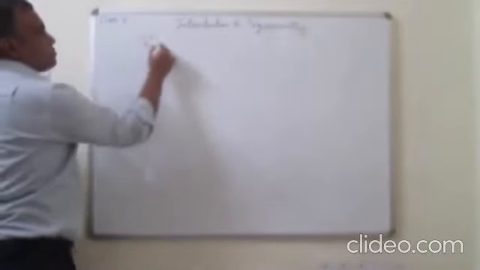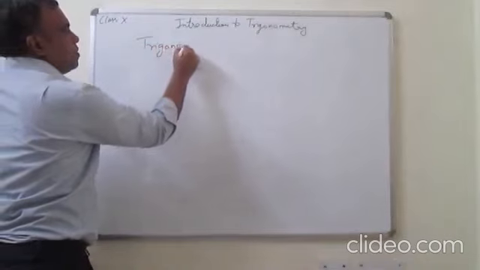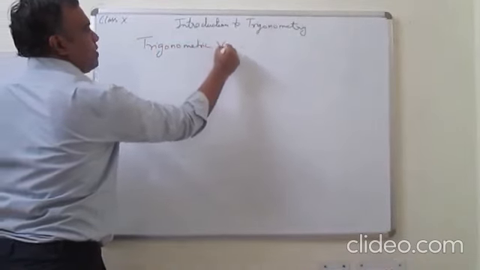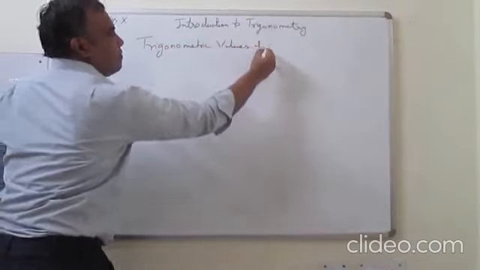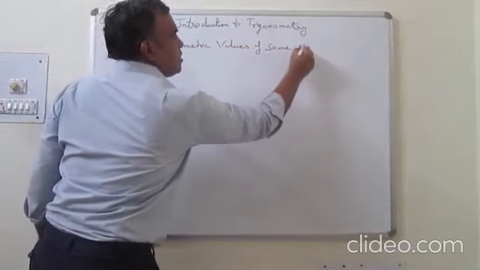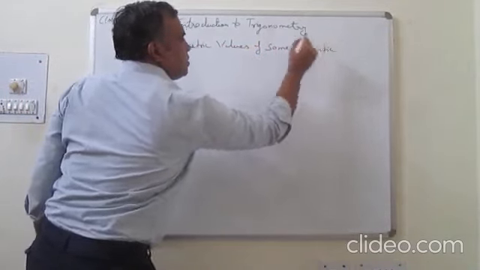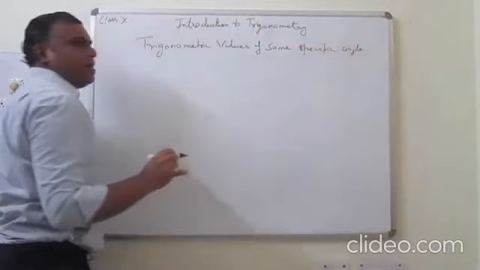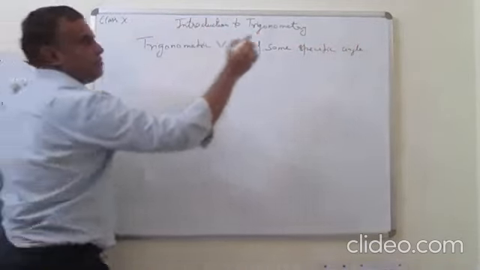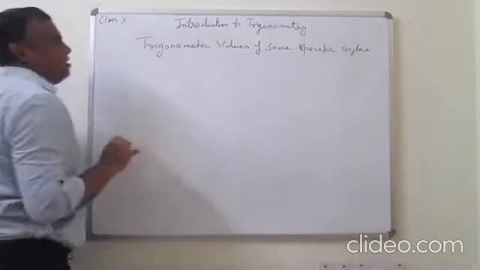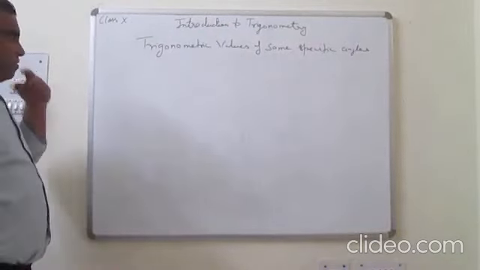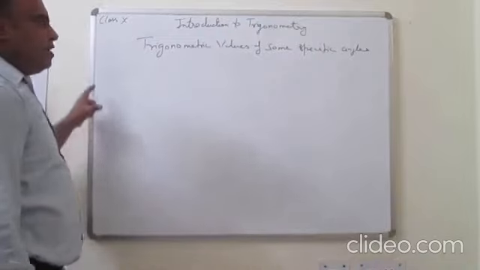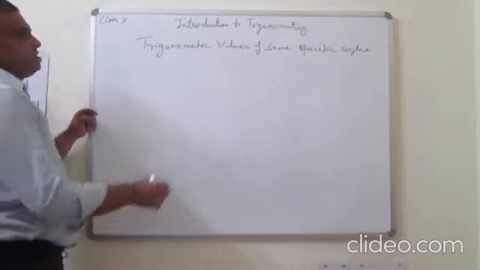Trigonometric values. Trigonometric values of some specific angles. There are some specific angles in our course: 0, 45, 30, 60, 90, and we prove it. Okay, first I will tell you how you remember the values of some specific angles.